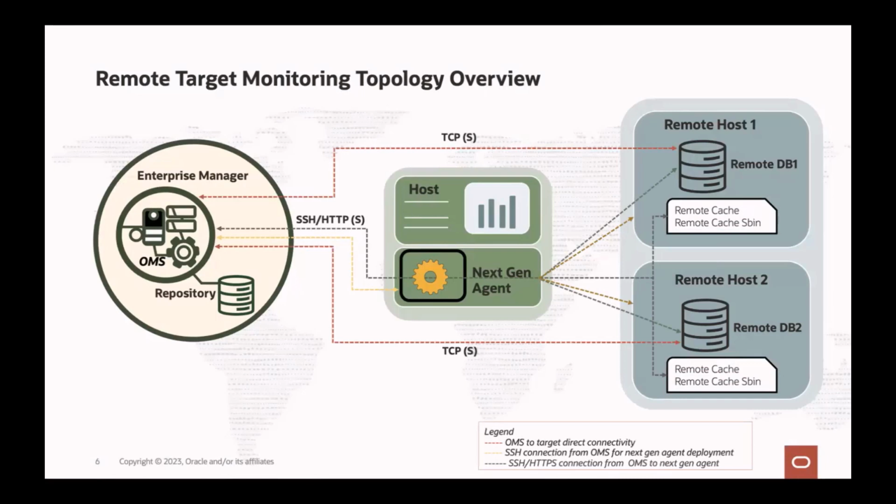For the direct connectivity and displaying database performance pages, the OMS established a direct connection to the remote databases. This enables us to view the performance pages of databases seamlessly. So throughout the process, it is essential to understand the different communication channels at play. We have established the SSH connection from OMS to the next-gen agent for next-gen agent deployment. And OMS also established a direct connectivity to the remote databases for monitoring purpose. This gives you a visual representation and a high-level topology diagram showcasing the remote target monitoring using the next-gen agent.